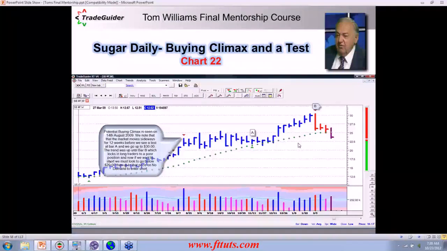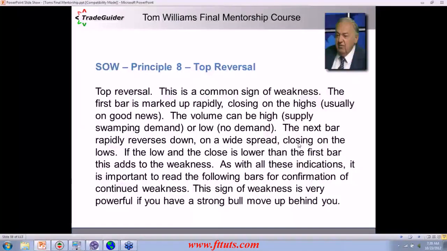And here you can see, this was a sugar weekly chart. This was not daily. We see we've got a test at A, and then at bar B, they mark the market down. And let's go to the final principle before we take a break. So we're running a little bit behind, but I hope you don't mind me overrunning. We've got lots to talk about. A top reversal. Now these, you get the same principle at a bottom. We call it a bottom reversal. It's very common, and it's a great place to short. So the first bar gets marked up rapidly by the market maker, closes up on the highs.